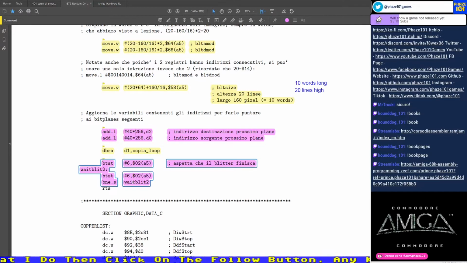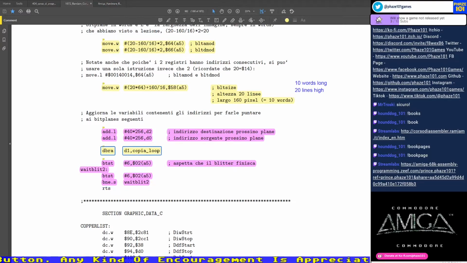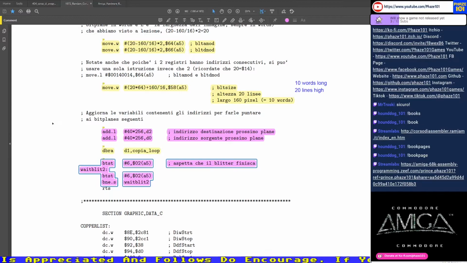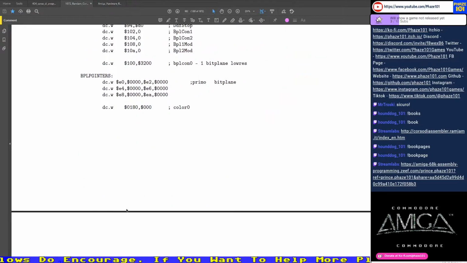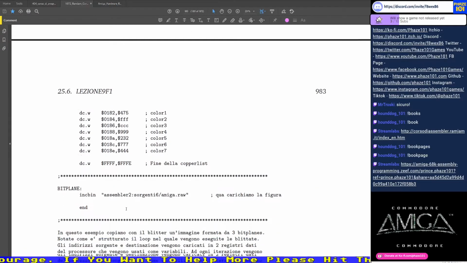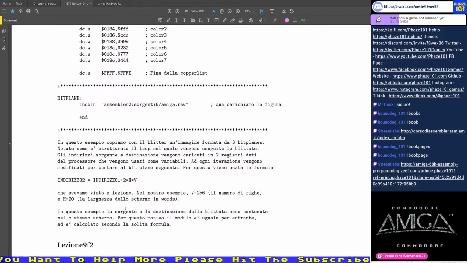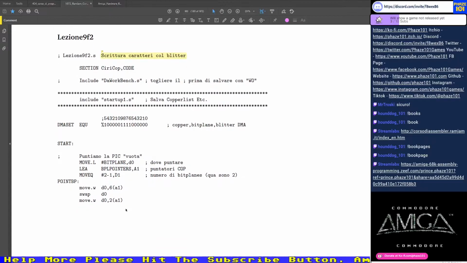We make sure that the blitter is free, and then we loop. As you can see, once we have looped all the number of times, we make sure that the blitter is free and we return back. So that is all that there is to that lesson.